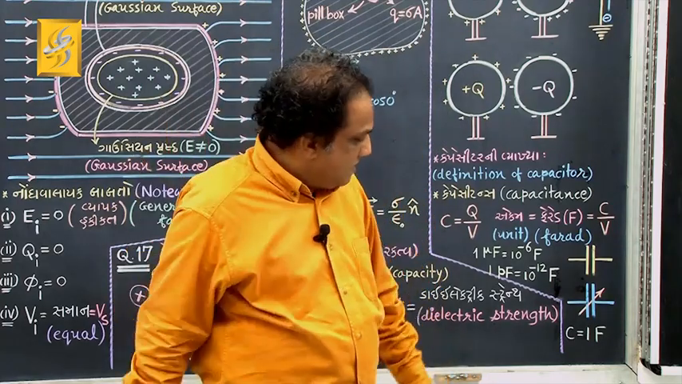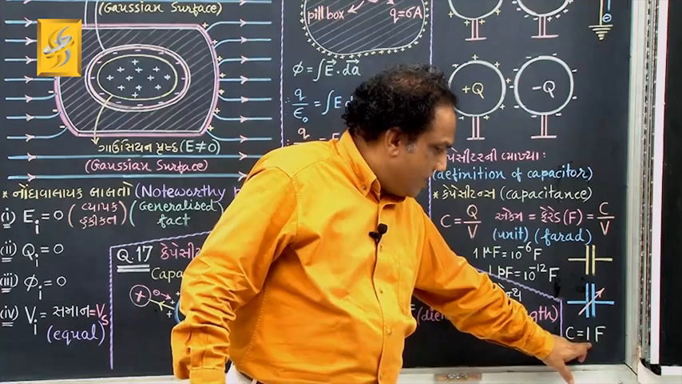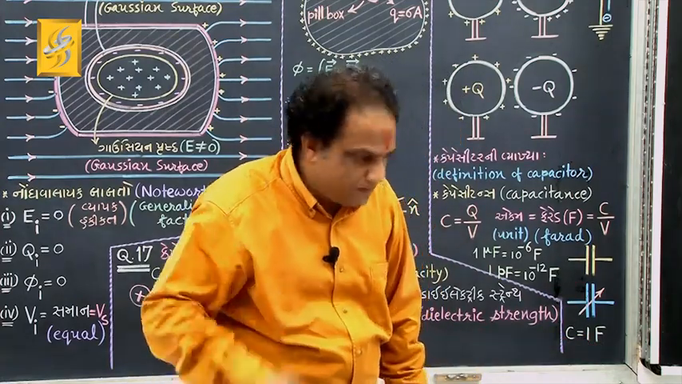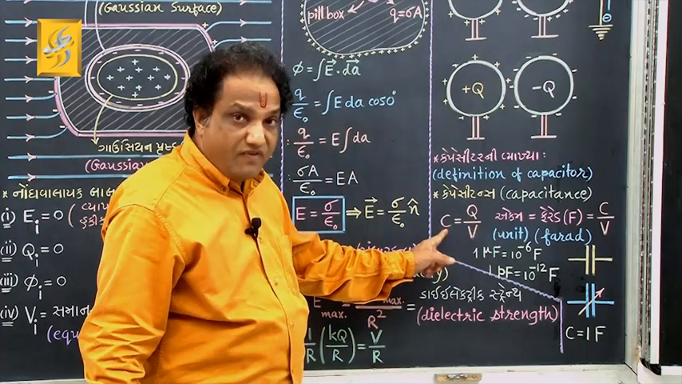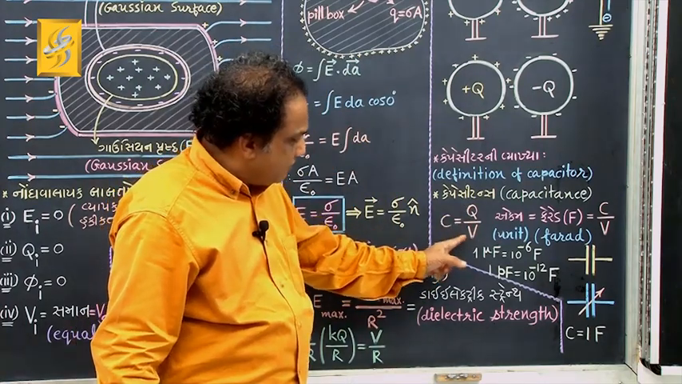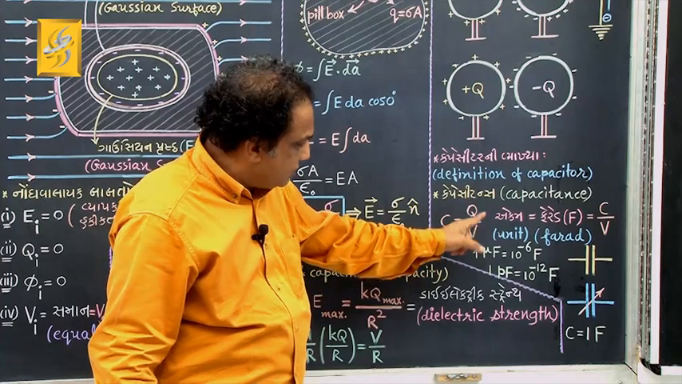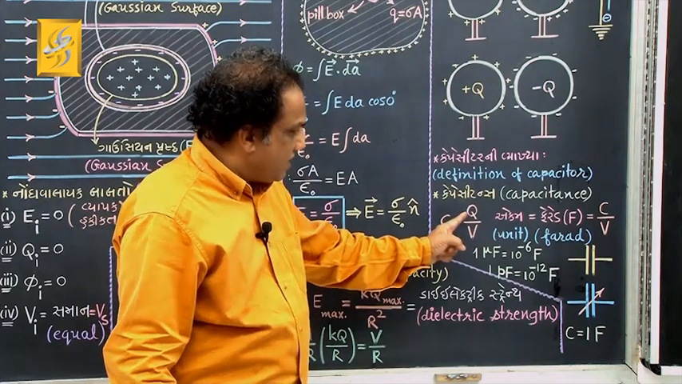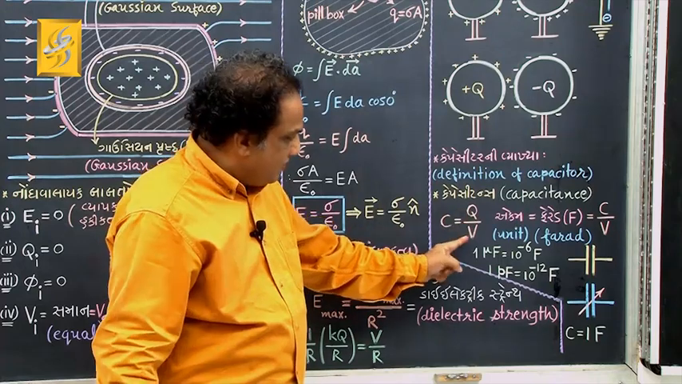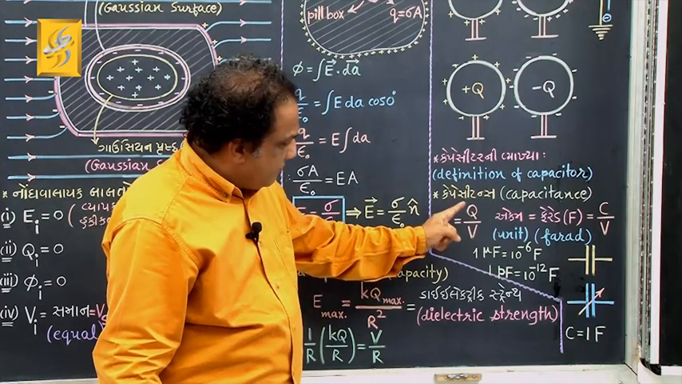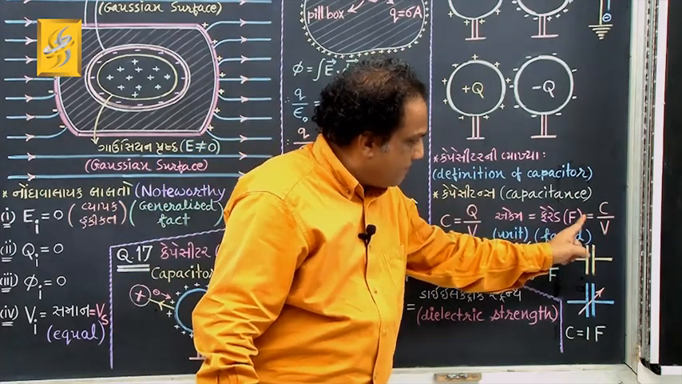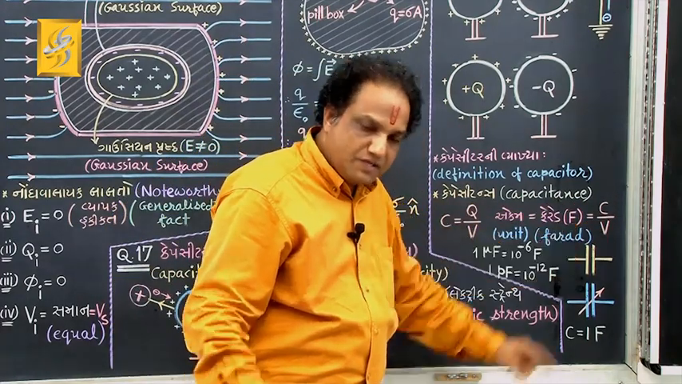Got it? How would you define 1 farad capacitance? Very simple. If you want this value to be 1 farad, you should take both the values as 1, so that this ratio will come out to be 1, but that too in SI units. If you take Q equal to 1 coulomb and V equal to 1 volt, then 1 upon 1, that is 1 coulomb upon volt. But coulomb upon volt is nothing but farad. Correct?